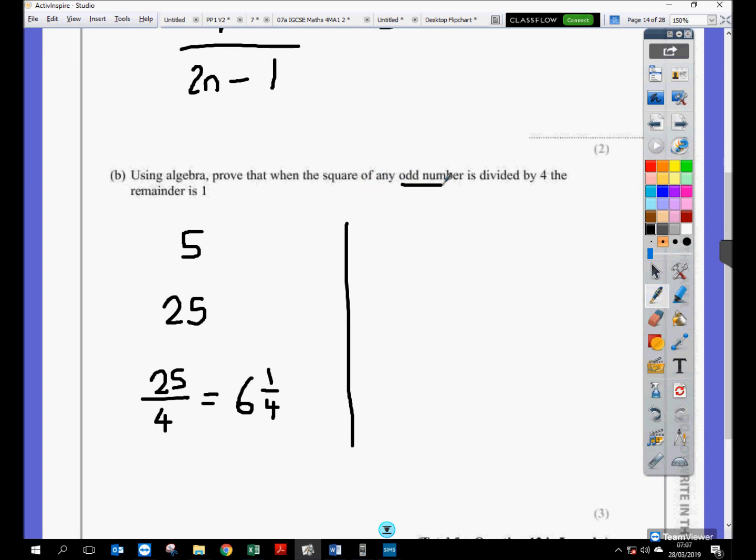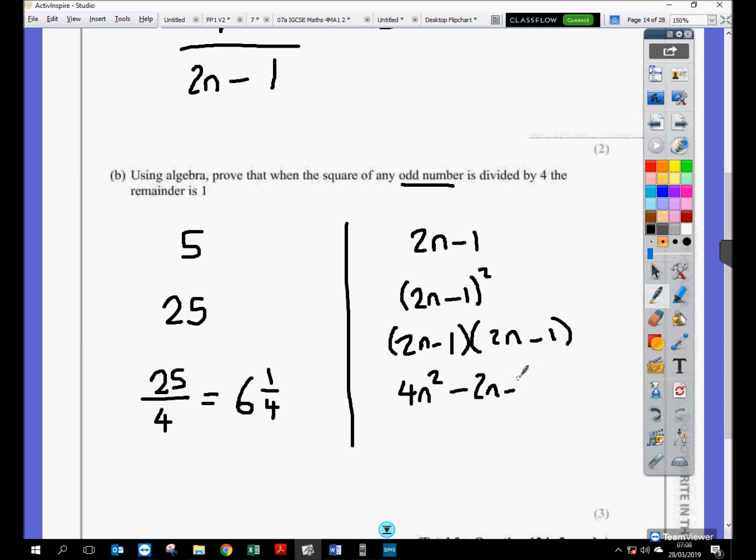So this is the proof. The square of any odd number, and our odd number in algebra is either 2n plus 1, 2n minus 1, something like that. So if I use 2n minus 1 as my odd number, then I need to square it, so it's 2n minus 1 squared. When I have a bracket squared, that means I need to multiply a bracket by a bracket. So 2n minus 1 times 2n minus 1 gives 4n squared minus 2n minus 2n plus 1. When I simplify, I get 4n squared minus 4n plus 1.